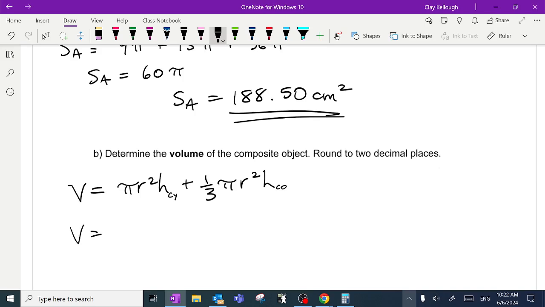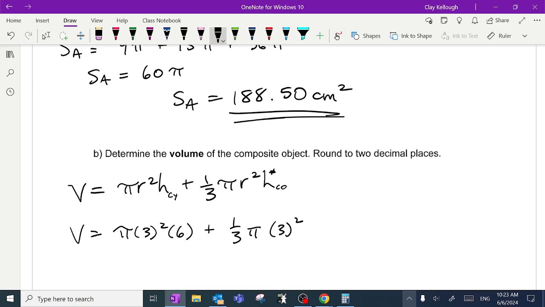I like putting subscripts on it. That's how I tell the difference. All right, let's put in numbers. Pi, what was my original R? My R was 3. My H for the cylinder was 6. 1/3 pi 3 squared, and my height for the cone was 4. No, what was my height for the cone? Oh, they didn't give me a height for the cone.